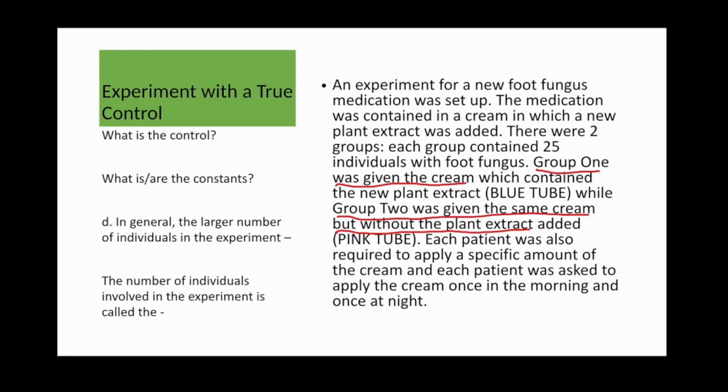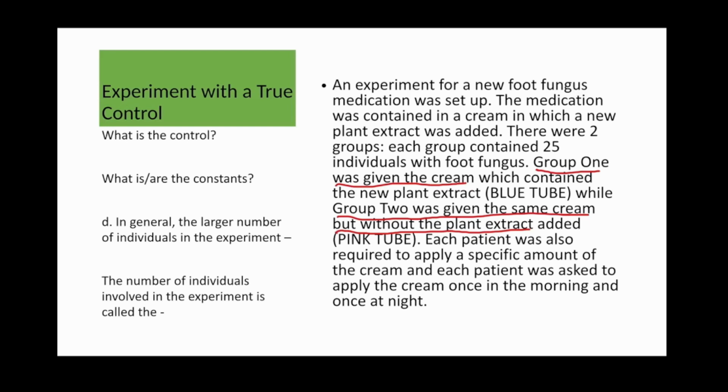So, what is the control group? Well, the experiment is for this new foot fungus medication. And the medication was contained in a cream in which a new plant extract was added. So what they're doing is they're seeing when they add this new plant extract, is this helping this medication do better. So we have two groups.